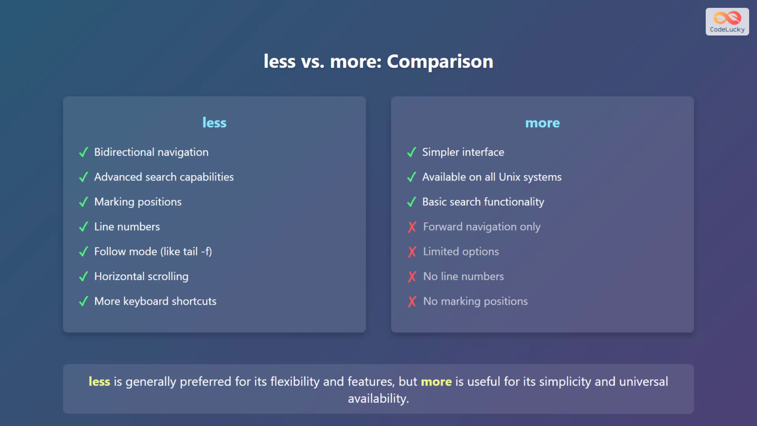Unix systems. It provides basic search functionality but only allows forward navigation and offers limited options with no line numbers or marking positions. In conclusion, less is generally preferred for its flexibility and features, but more is useful for its simplicity and universal availability.